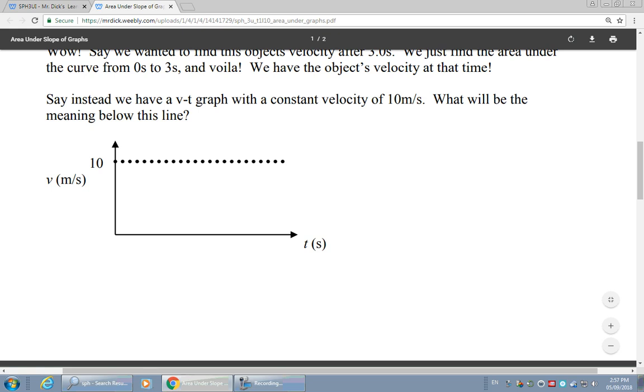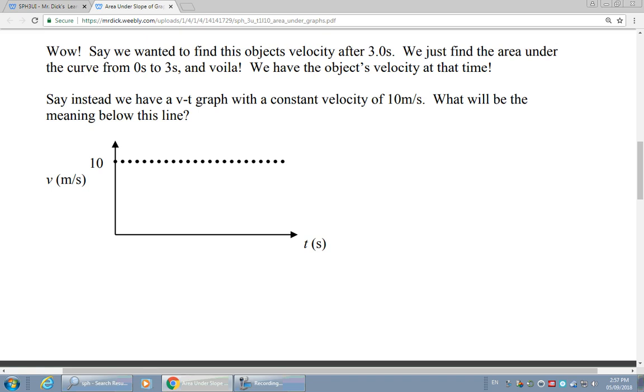So overall, if we wanted to find the velocity of an object after, for example, 3 seconds, we would just find the area under the curve from the 0 marker on the time axis all the way to the 3-second marker on the time axis. And once we found that entire area, we found the velocity at that point in time. So that's what we got when we used an a-t graph.